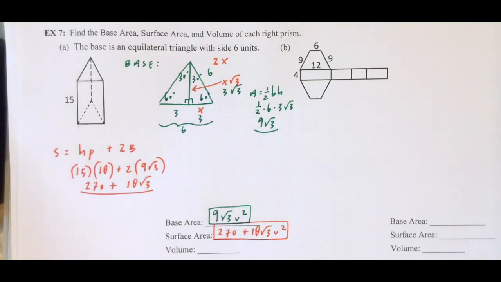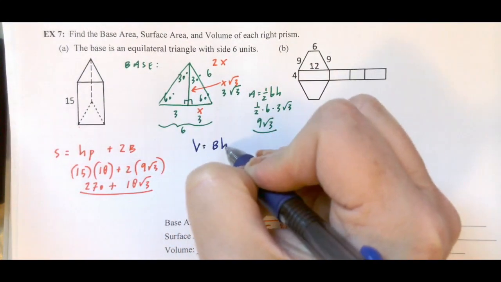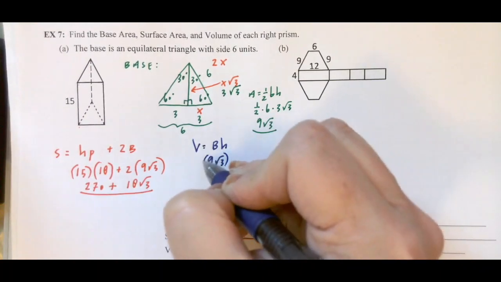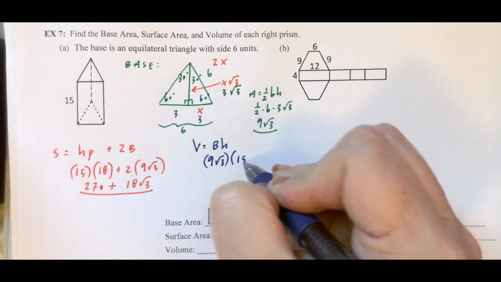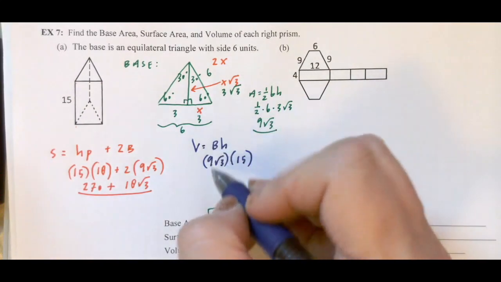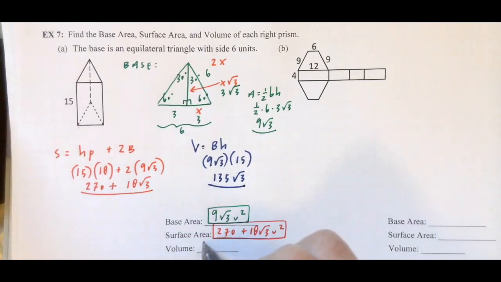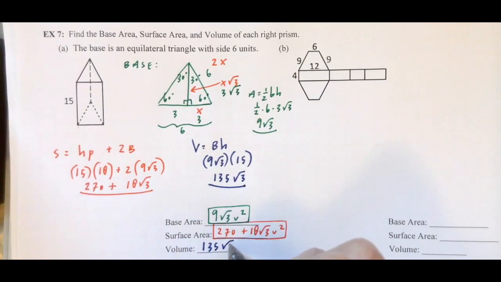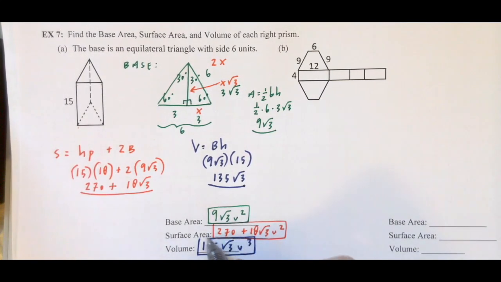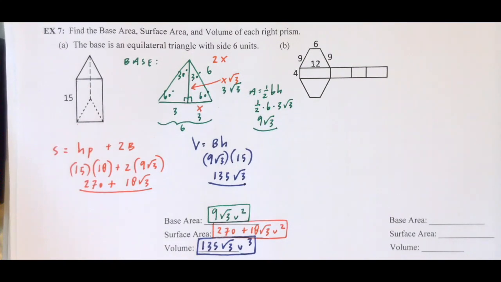Okay, volume. I'm looking at my base area times the height. So base area is 9 root 3, and the height of the prism is 15. So I need 9 times 15. That's 135 root 3. Units are cubed. Volume is always units cubed. All right, first one is done.